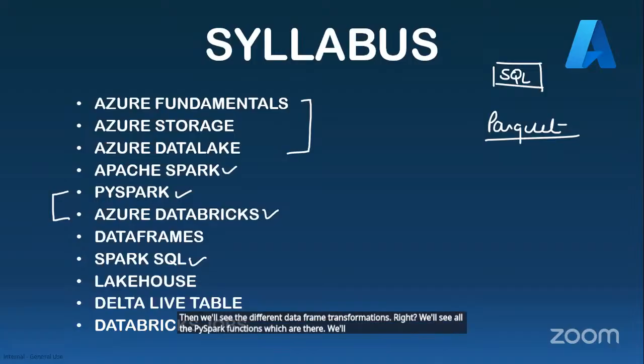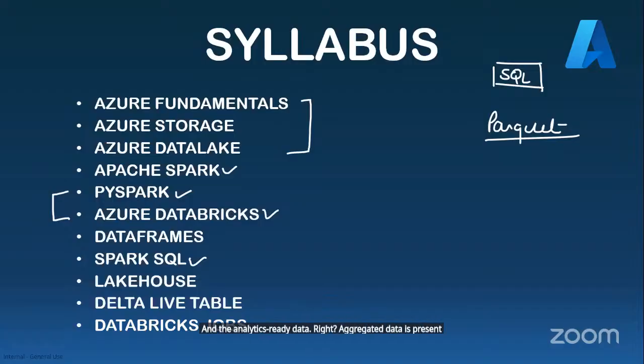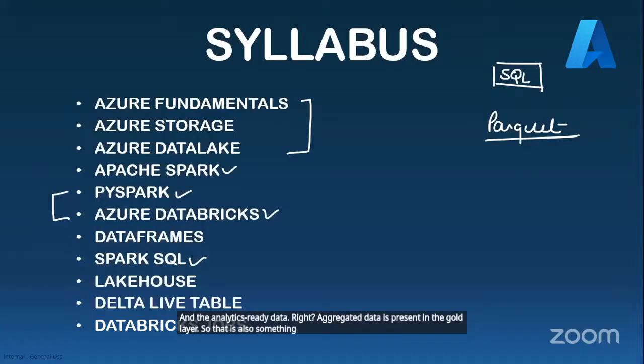We'll see how do you combine different data sets together, filtering, sorting, grouping, conditional expressions, everything we'll see within my data frames, right? Then we'll also see medallion architecture, that is the bronze, silver, and the gold layer. Again, most of the organizations today want to store data in that particular layered format where the raw data is present in the bronze layer and the analytics ready, aggregated data is present in the gold layer. So that is also something that we'll see.